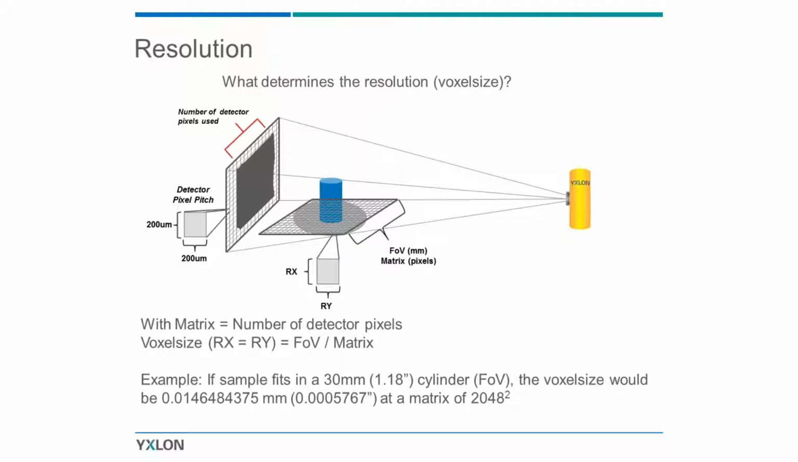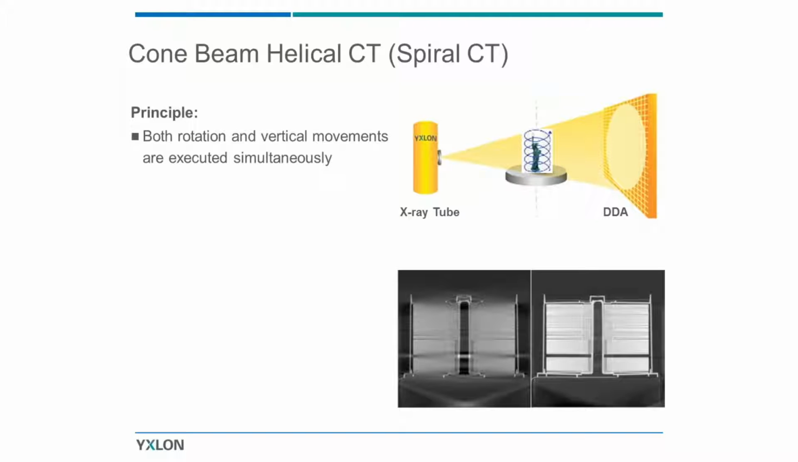If you have a 2000 by 2000 detector and you have a sample that's twice as big, 60 millimeter in diameter, you would have about 30 micron voxel size. Or the other direction, if you only have 15 millimeter diameter, you would have a voxel size of 7 to 8 microns. Another way of reconstructing and scanning samples is what we call a helical scan.